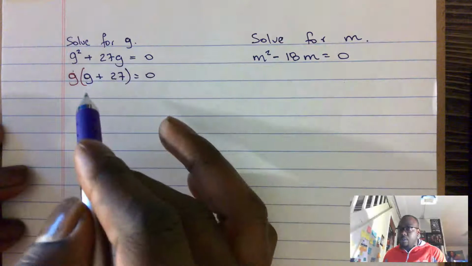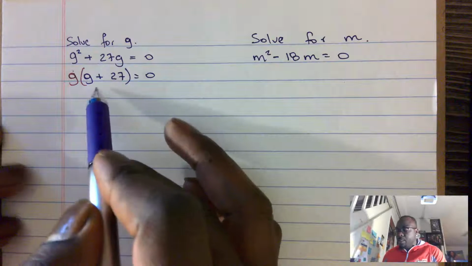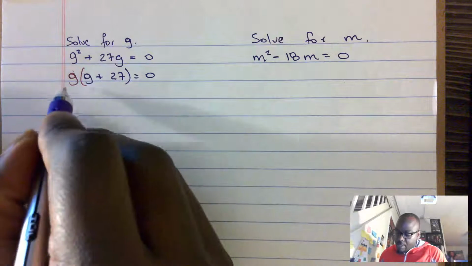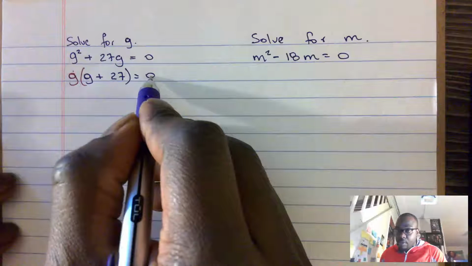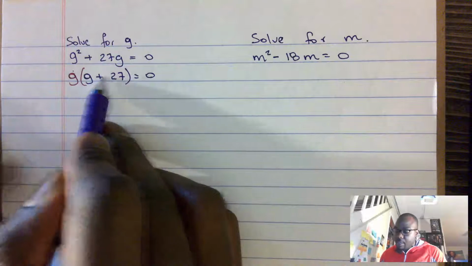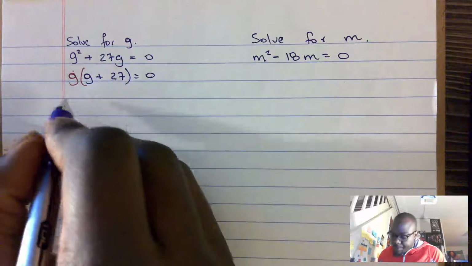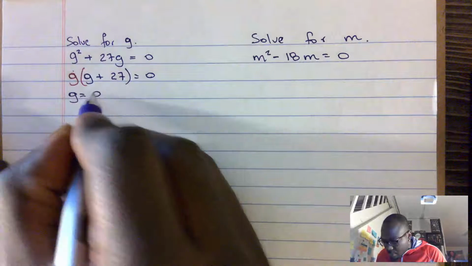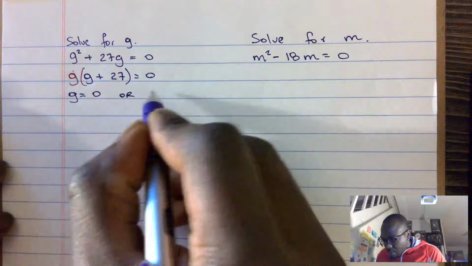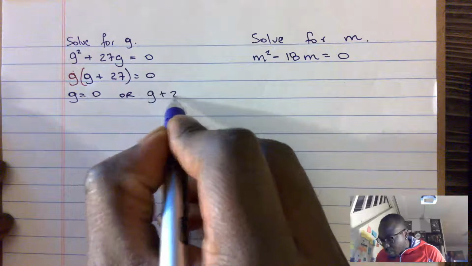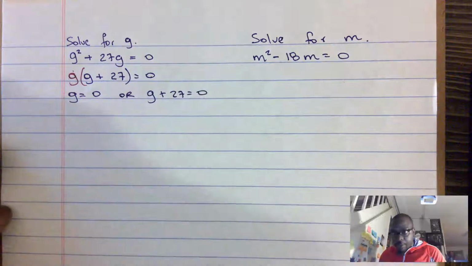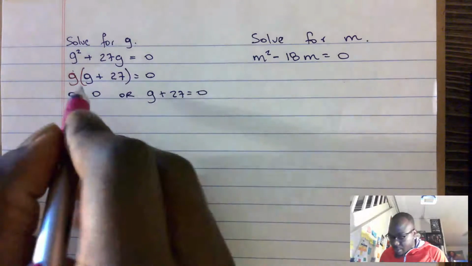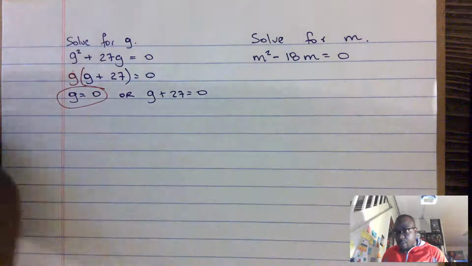So we're going to use the zero product rule to solve this. What do I mean by that? I'm going to set g equal to 0, and I'm going to set g plus 27 equal to 0. So we have g equals 0, or we have g plus 27 equals 0. Here, g equals 0. We can't do anything with that, so this is going to be one of my answers.